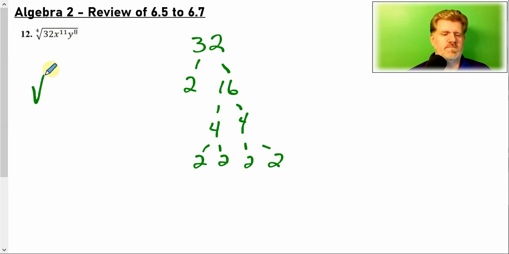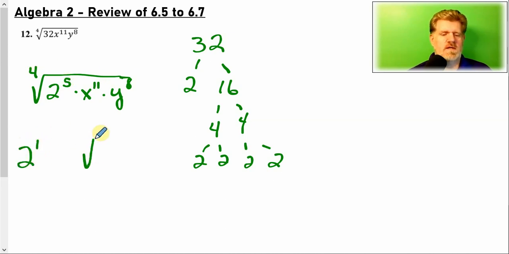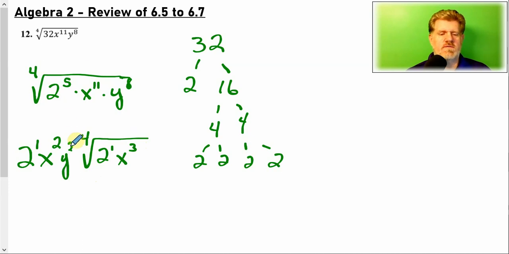Okay. We have 5 of them. 11 of these. 8 of these. Here we go. 4 goes into 5 one time. Leaves 1 in there. 4 goes into 11 2 times. 4 times 2 is 8. That leaves us 3 extras. And 8 goes into 4 twice, and it goes in as a whole number evenly. So 8 divided by 4 is 2 with no remainder.